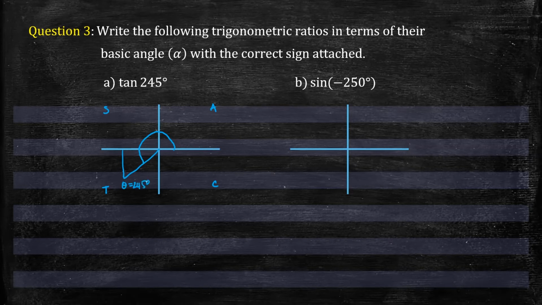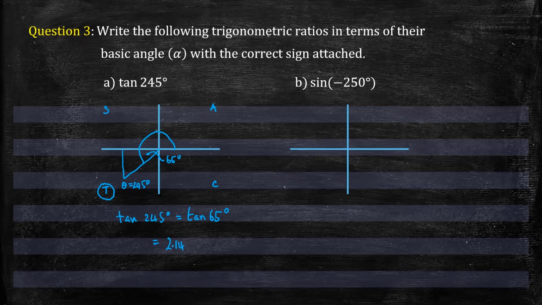And in this case, our alpha angle, which is the angle made with the x-axis, that's going to be calculated as 65 degrees. And what we notice here is that tan 245 is positive in this quadrant. So we can write tan 245 is equivalent to tan 65. And that's all that needs to be done for that question. And by using your calculator, you can check that both of these are equal to around 2.14 to 2 decimal places.